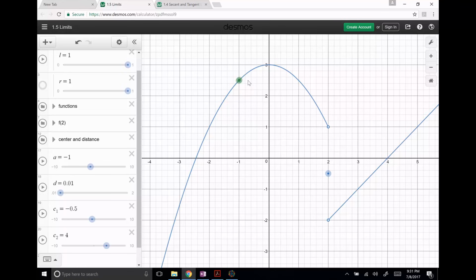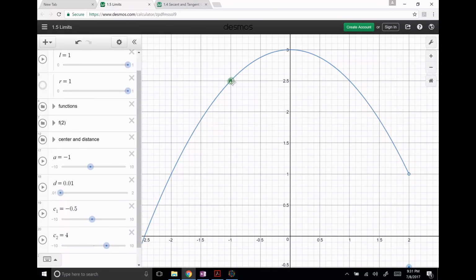Functions usually spit out heights. And so you can see that they're getting closer and closer to the value 2.5. Now, again, it doesn't actually hit 2.5 because there's a hole there, but you can get extremely close to 2.5. And again, this is the idea behind the limit.